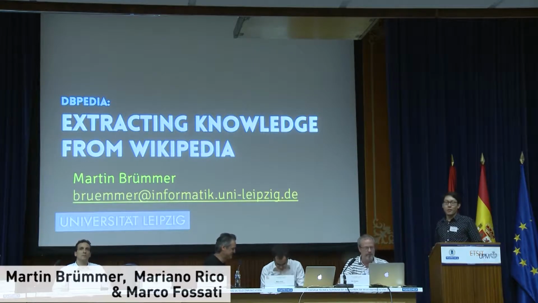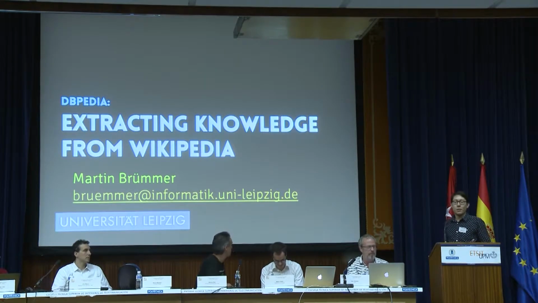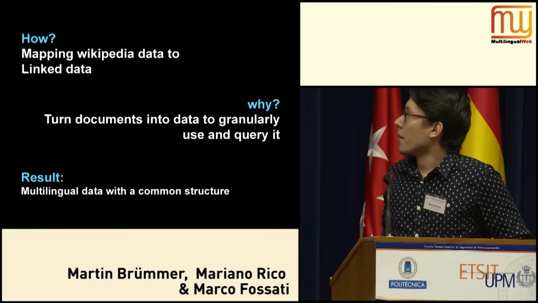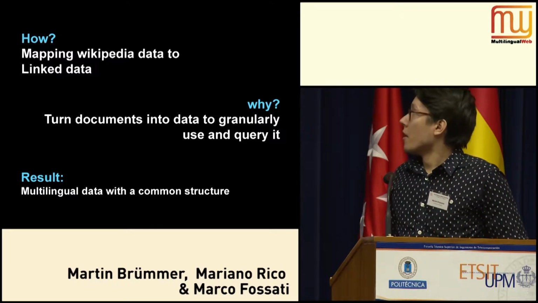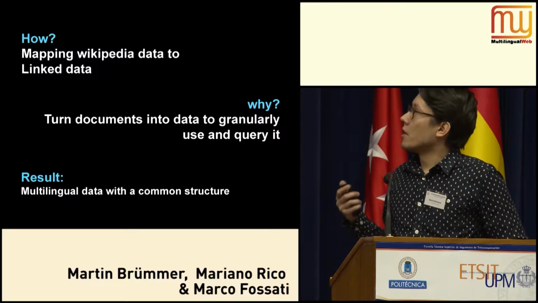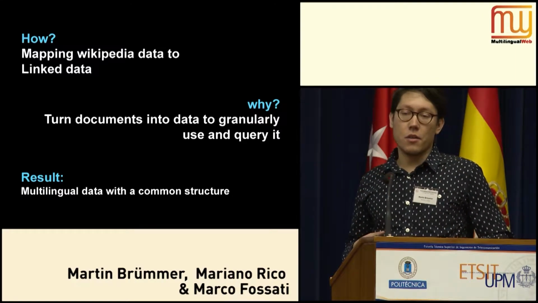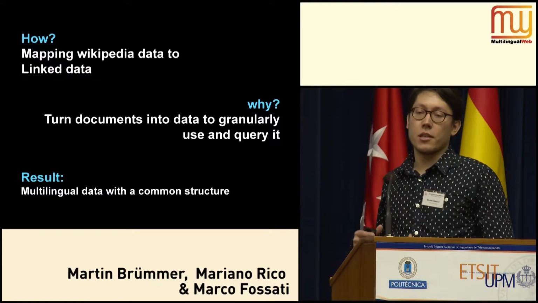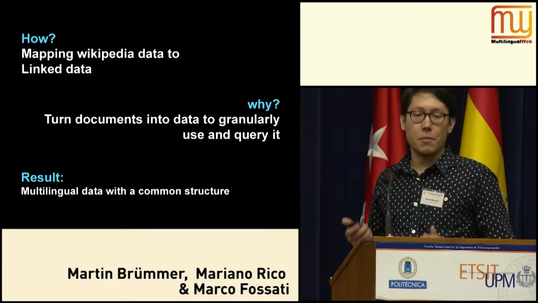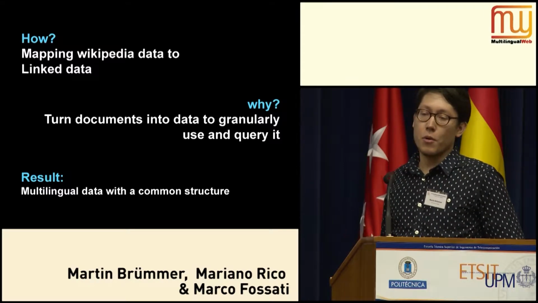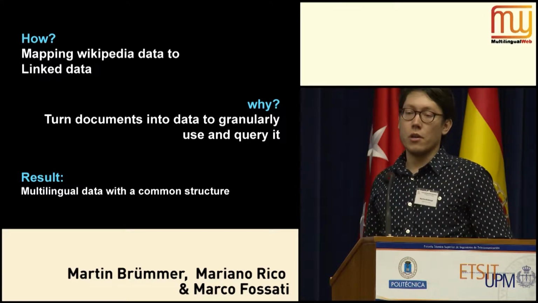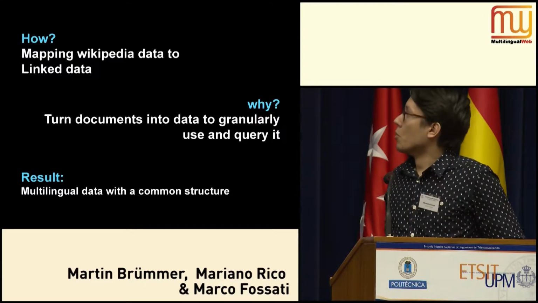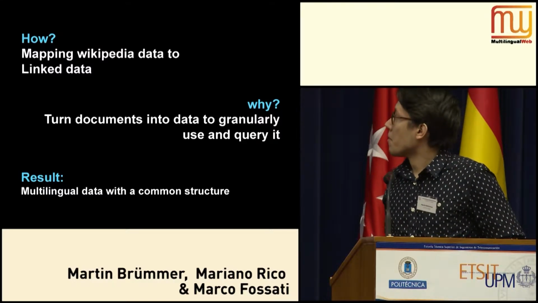I'll start to explain what DBpedia is and what we're doing in DBpedia. We are extracting knowledge from Wikipedia. So how do you extract knowledge from Wikipedia? We are mapping Wikipedia data, that is the fixed structural information that can be identified, like templates for geodata, infoboxes, the titles, abstract, and so on. We are mapping all this to ontology classes and properties to get linked data out of it.